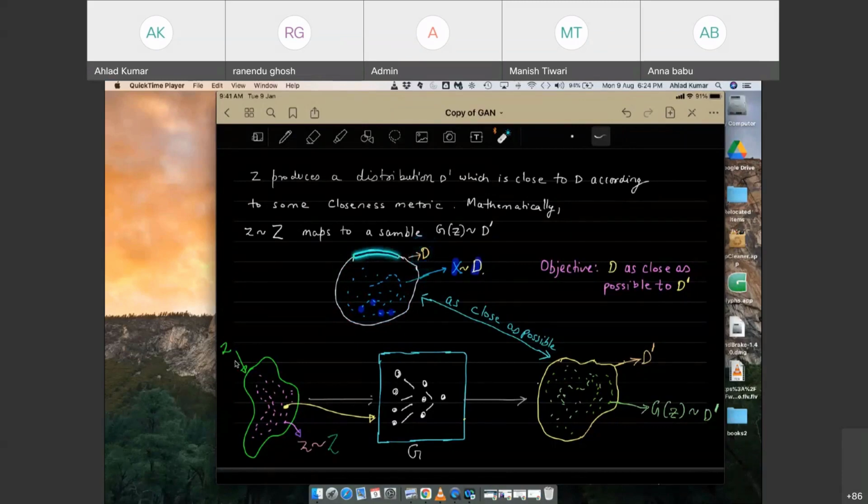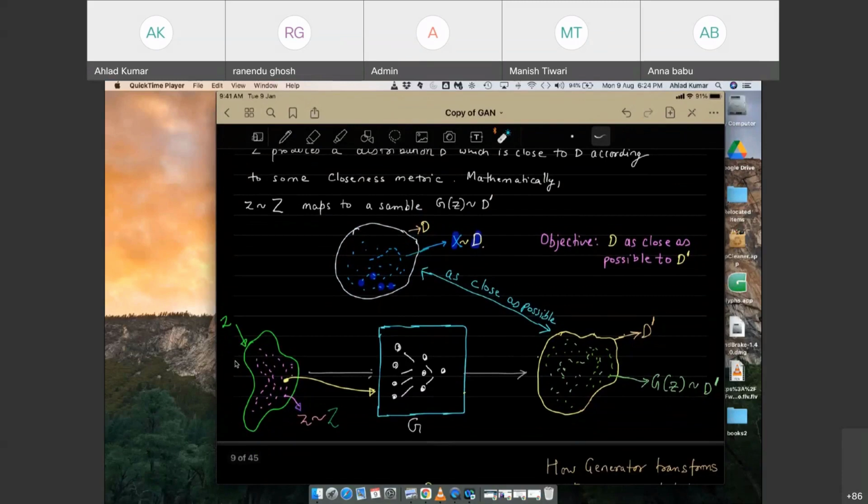That is our most important job, and this is basically what a generative adversarial network is good at. So the objective is to calculate D. And now how will you do that? You will do that by using another architecture, which is a generator.